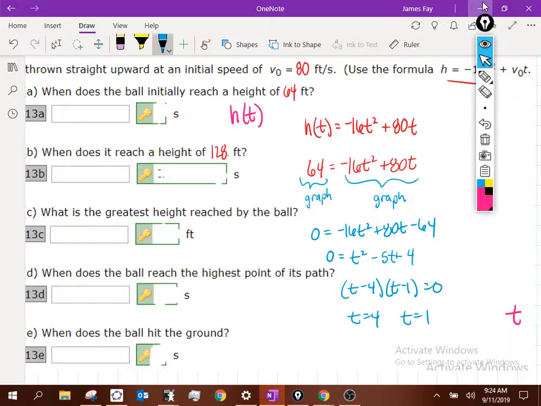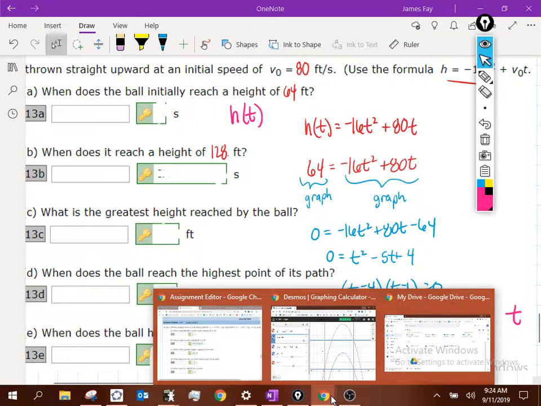Yeah. Which one is the initial one? 1. The 1. It's the time, right? T stands for time. Initial meaning first. Okay? So the first time that we get to a height of 64 is at 1 second. The second time we get to 64 is at a time of 4 seconds. Does that make sense? Okay. Now, the next part says, when do we reach a height of 128? Well, let's look at the graphs again.